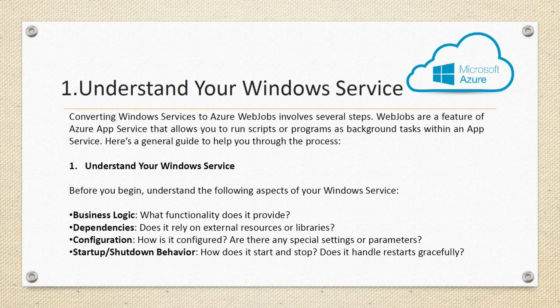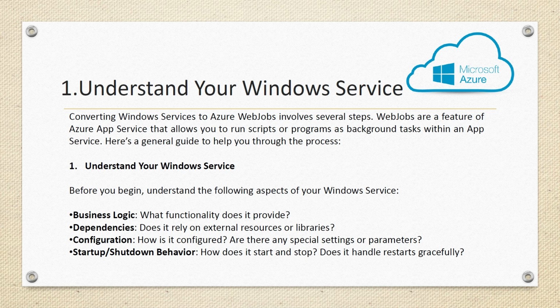WebJobs are a feature of Azure App Service. What is a web job? It's a feature of Azure App Service that allows you to run a script or program as a background task. So a web job runs in the same way that a Windows service does on IIS. Because a Windows service is not supported on Azure, there is no way to host your Windows service on the platform as a service on the Azure portal. So you need to convert your Windows service to web jobs, because a Windows service is not supported anyhow.